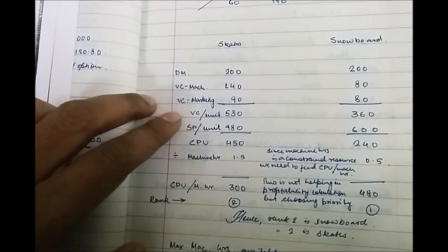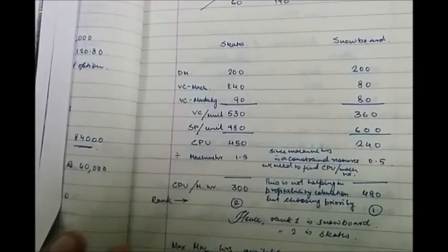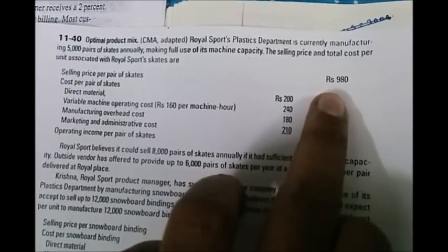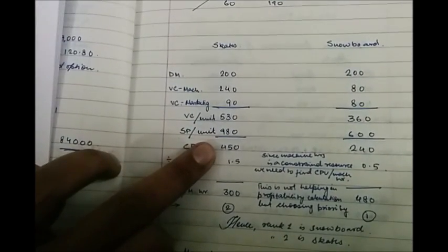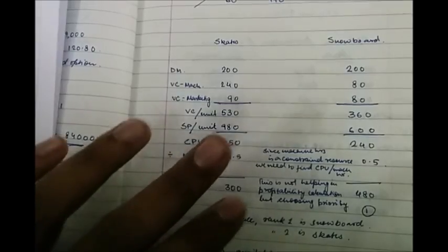We find the total variable cost per unit, summing this up, is 530. Selling price as given is 980. So the contribution per unit comes to 450.